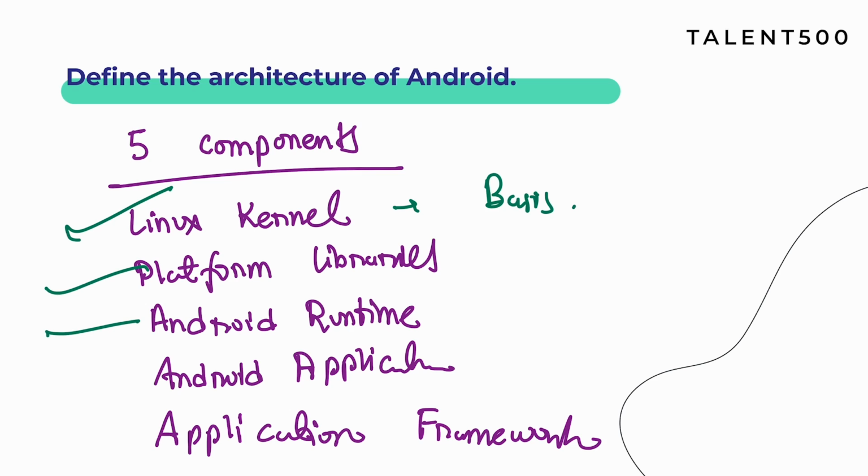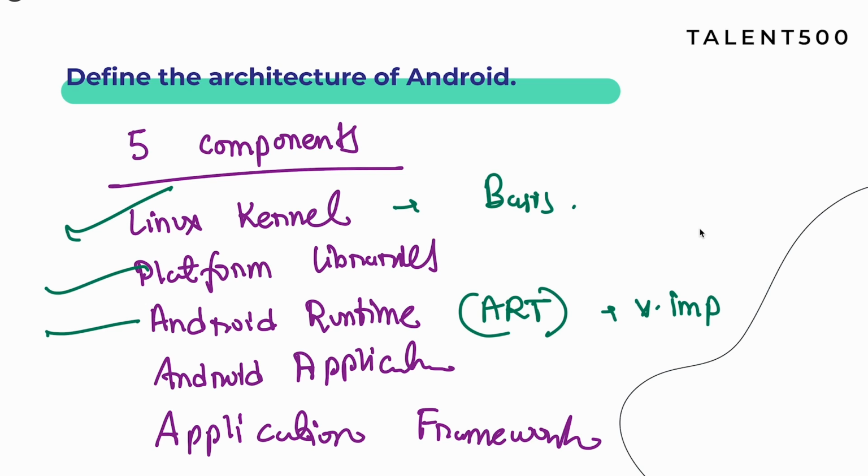Talking about Android runtime, it is also called ART, Android runtime, and the core libraries are among the most significant parts of the architecture. It serves as the foundation for the application framework and has features like optimized garbage collection, which is very important.